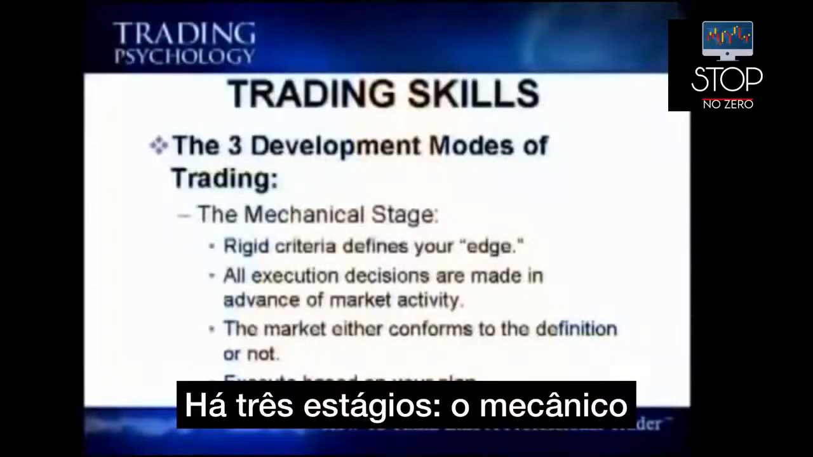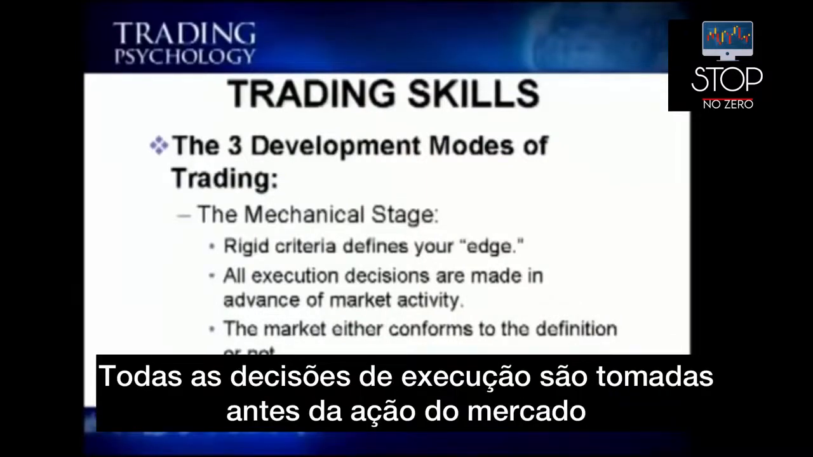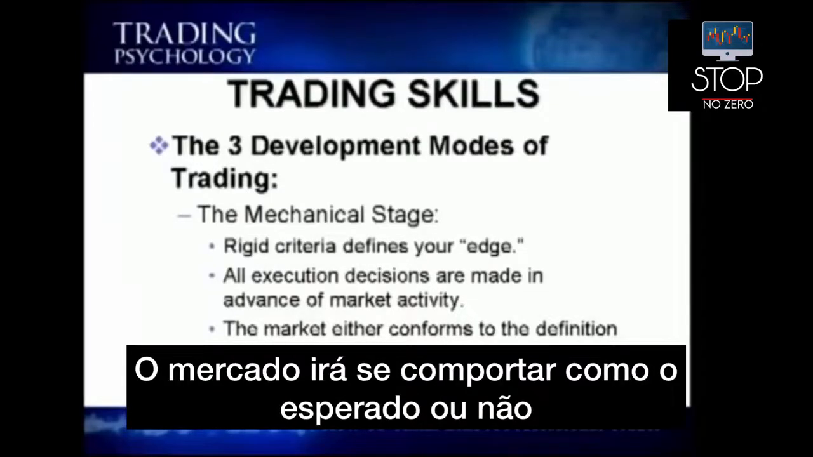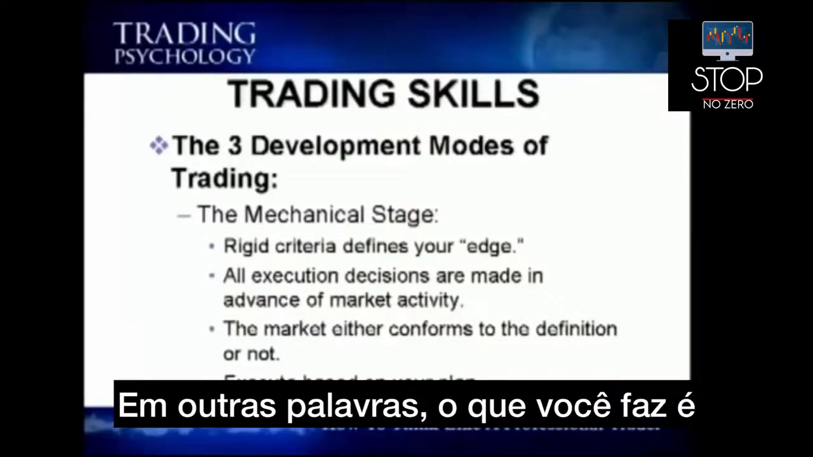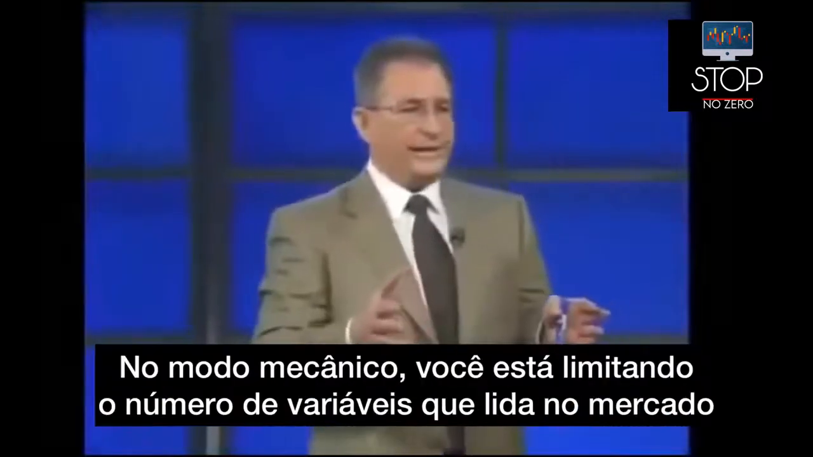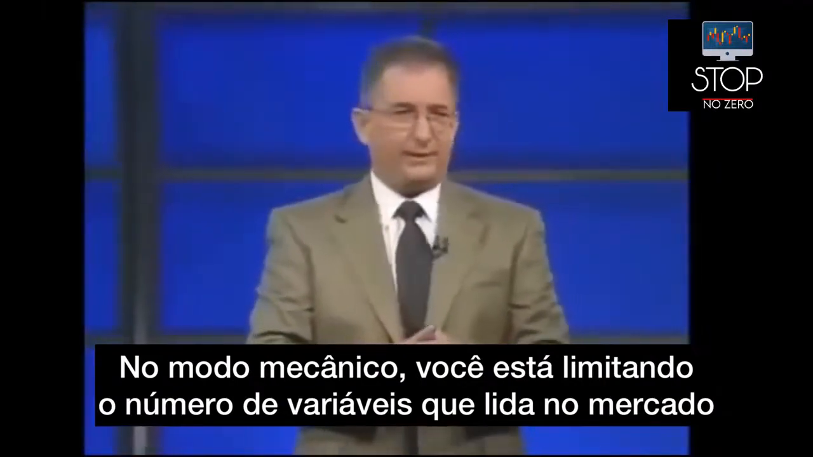There's 3 stages. In mechanical, what you want to do is trade with a rigid criteria that defines your edge. All execution decisions are made in advance of market activity. The market either conforms to your definition of an edge or not, and you execute your trades based on a plan. In other words, what you're doing in the mechanical mode of trading is limiting the number of variables that you're dealing with in the market.